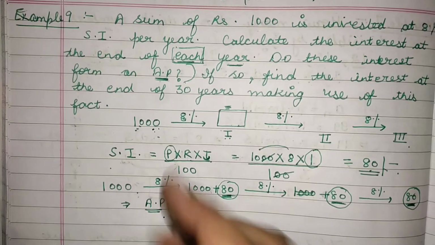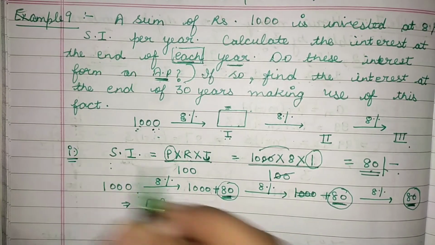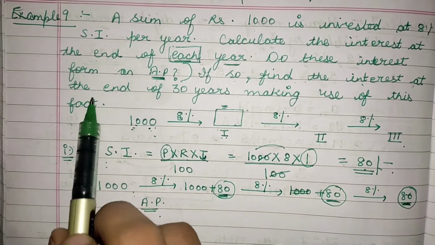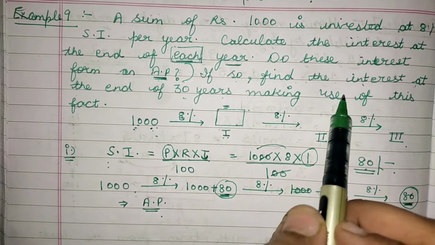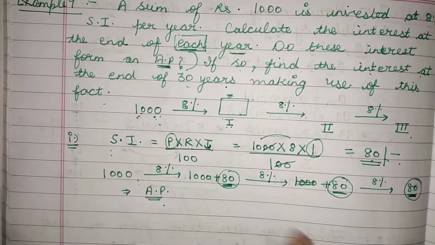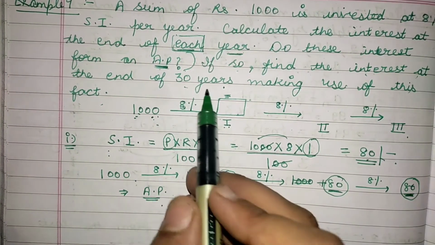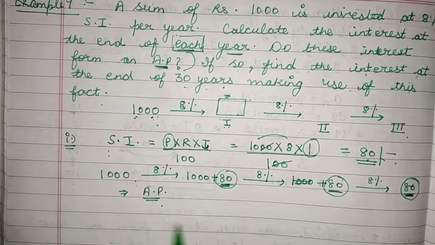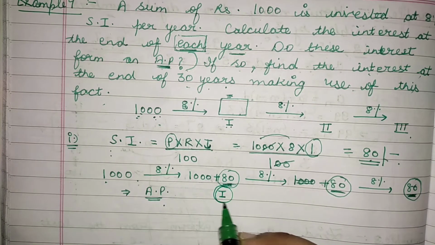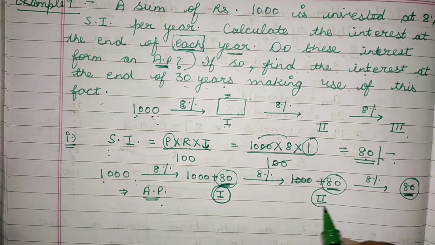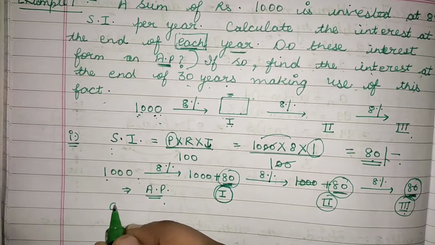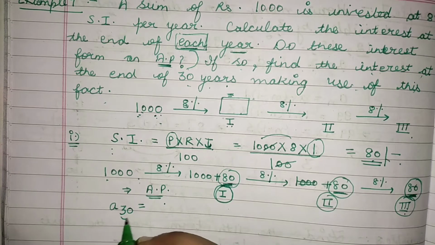Okay, so the first part was this, that we have to find out the simple interest. Now they are asking, if so, find the interest at the end of 30 years making use of this. So what will be the interest at the end of the 30 years? This is my value after the first year, this is my value after the second year, this is my value after the third year. So similarly they are asking what will be the value after 30 years.